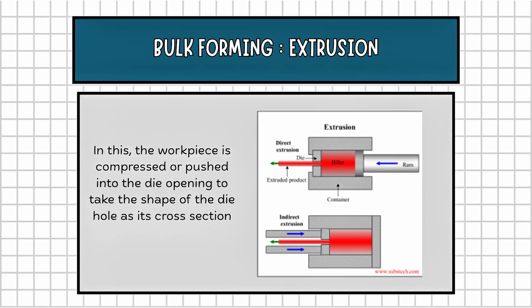Third one, we have extrusion. In extrusion, the workpiece is compressed or pushed into the die opening to take the shape of the die hole as its cross-section. So in extrusion, the heated metal billet is pushed through a die opening using a ram, and then the metal flows and takes the shape of the die, forming long uniform cross-section parts. And then it can also be done hot or cold. In hot extrusion, it reduces the force and improves the ductility.